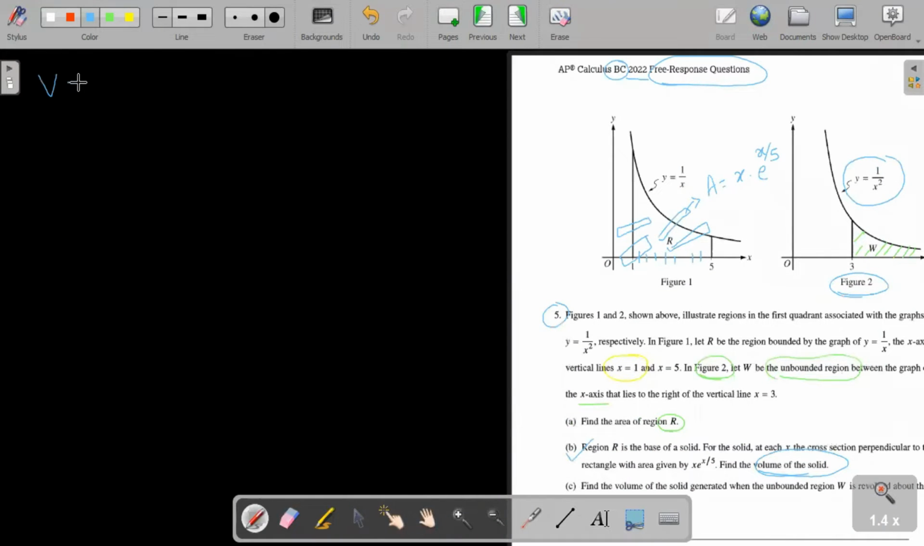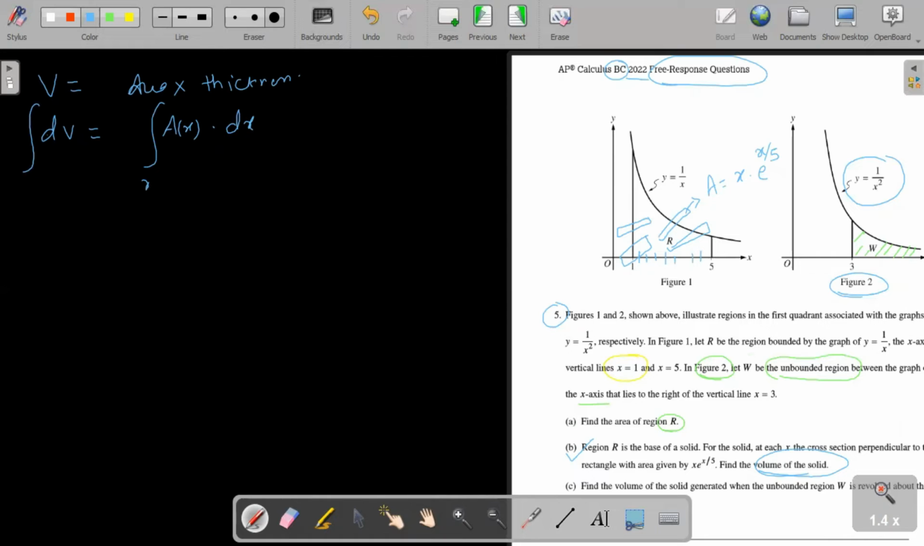Volume can be written as area multiplied by thickness. Since the area is variable and the thickness dx is variable, we have to first find a small volume. So the small volume will be A of x, since area is variable, times thickness dx. Then we have to integrate both sides with the limits.